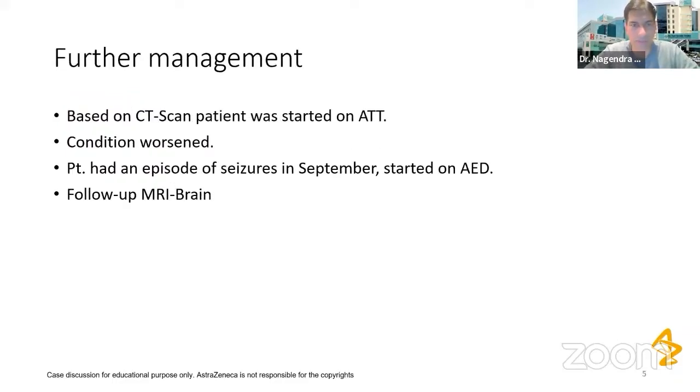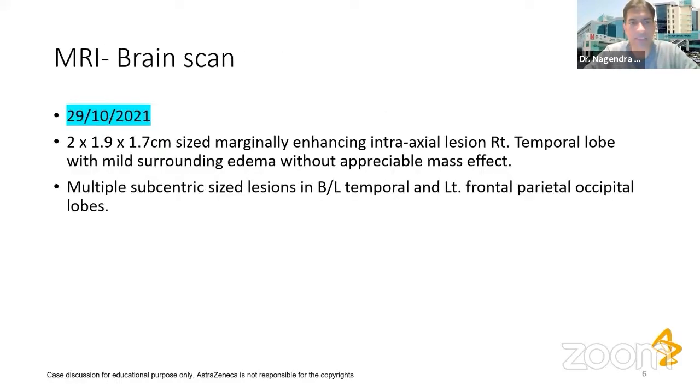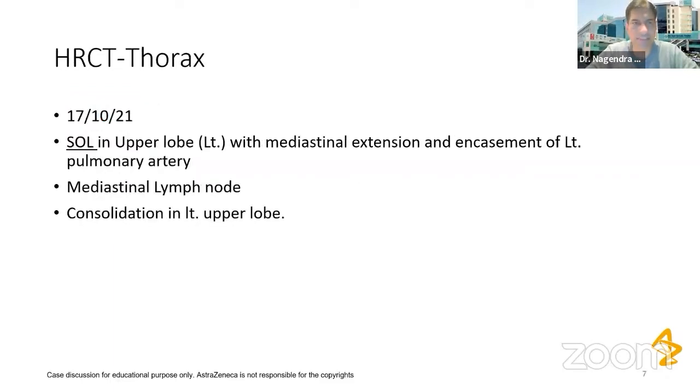For further management, a medical oncologist's opinion was also taken, and based on the CT scan, the patient was started on ATT initially, but the condition worsened. Patient had not improved on ATT, and had an episode of seizure in September 2021, and was started on anti-epileptic drugs. Follow-up MRI brain was done. MRI picked up a 2 x 1.9 x 1.7 centimeter marginally enhancing intra-axial lesion in the right temporal lobe with mild surrounding edema without appreciable mass effect. Multiple subcentimetric lesions in bilateral temporal and left frontoparietal occipital lobes were also seen.